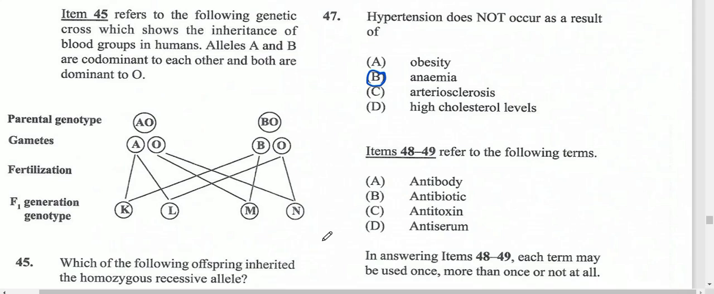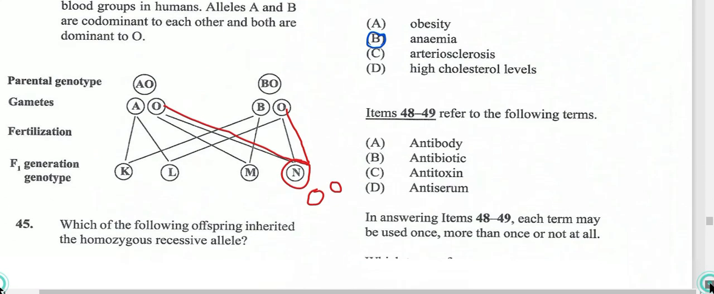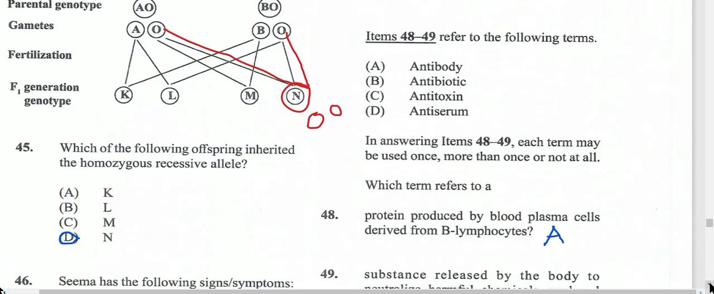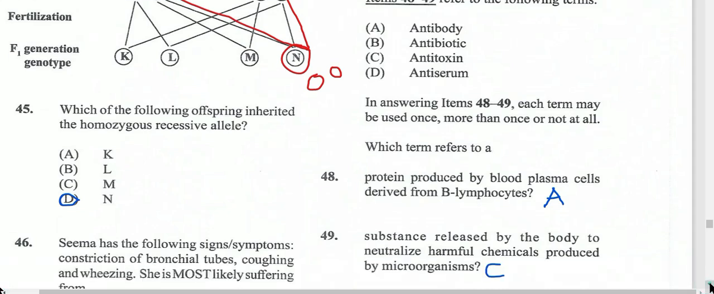So I make my cross here. It is nicely labeled already: parental phenotype, the gametes, fertilization taking place in this area, and of course the F1 generation. So we want to know, when we cross here and come on down to N, being that these are the recessive and they are homozygous, we're going to be getting 2 O's here, so it makes N the answer for this question. Let's move on down. For 45, the answer is going to be N.